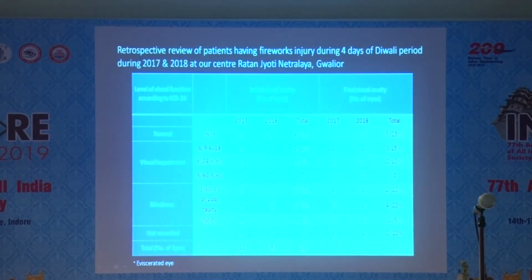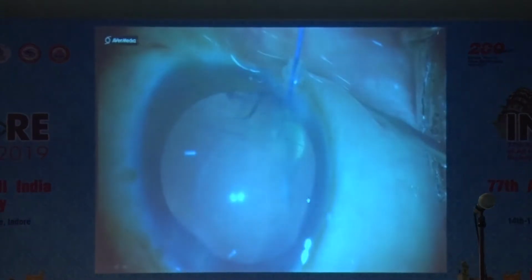The final visual outcome was not very welcoming and not very encouraging to us, because in almost 35% of these patients we had vision in the blindness category, less than 3/60, or even no PL. In one patient, we had eviscerated the eye.